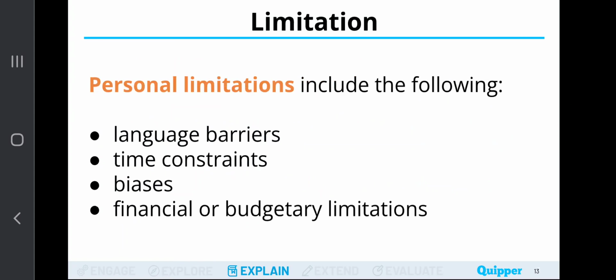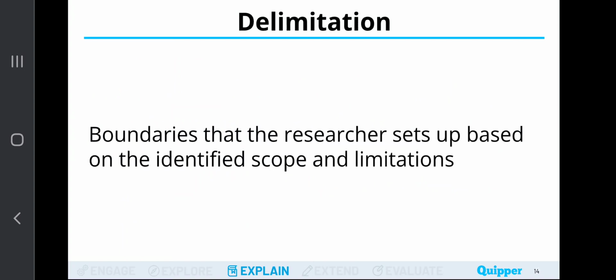The financial or budgetary limitations. Are we able to finance the conduct of the study, or are we able to provide for the necessary resources that will be needed for the conduct of this study, to travel, to communicate with people, to provide necessary stipends if there are. Now, delimitations, class, are the boundaries that the researcher sets up based on the identified scope and limitations. Take note that these three are not different from one another, but these three are congruent, meaning to say they influence one another: the scope, the limitations, and the delimitation.